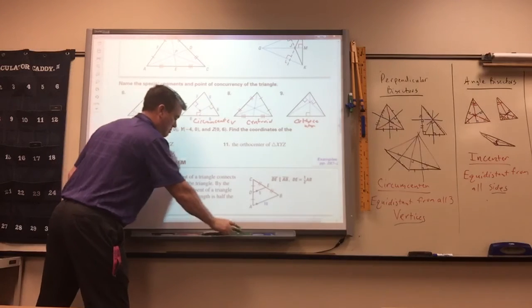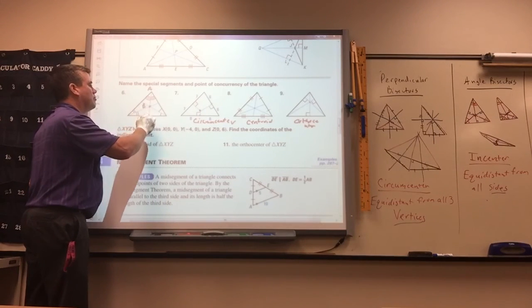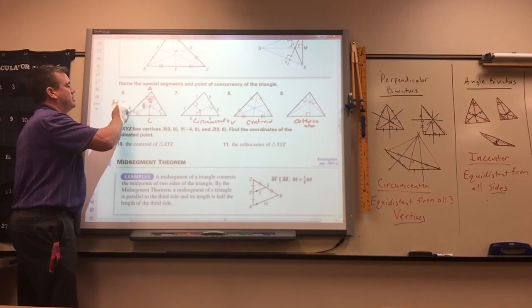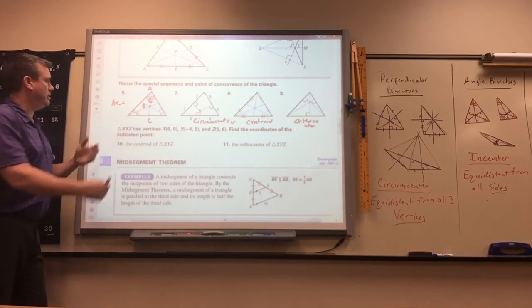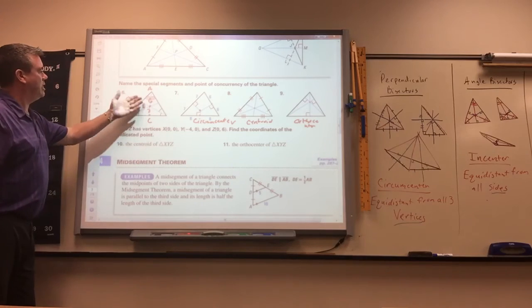ABC. They'll tell you this is 6, and then they'll ask for AC. So AC is the whole length. 9. So then you got to figure out, yeah, that's 3, so the whole length is 9.